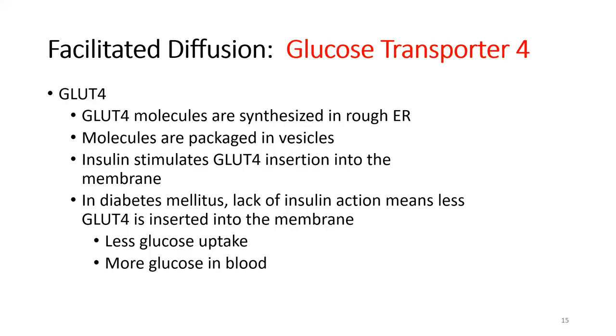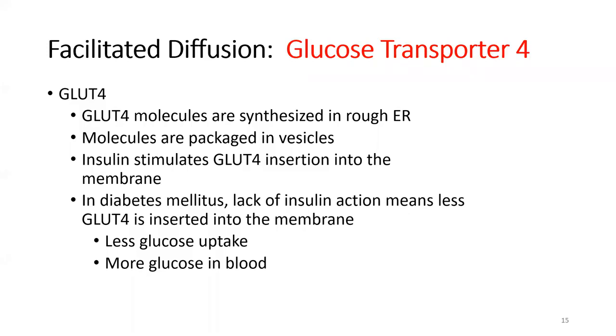Now, when we ingest glucose, this rises or spikes our insulin levels. And insulin is the hormone that is responsible for upregulating or inserting more GLUT4 transporters into the membrane of cells so that we can appropriately uptake that glucose that's in our bloodstream. In things like diabetes mellitus, there's a lack of insulin, which simply means that we've got less GLUT4 transporters in the membrane. And so this is why we have more of that glucose sticking around in the blood and less of it actually being uptaken into the cells where it can be utilized through cellular respiration.